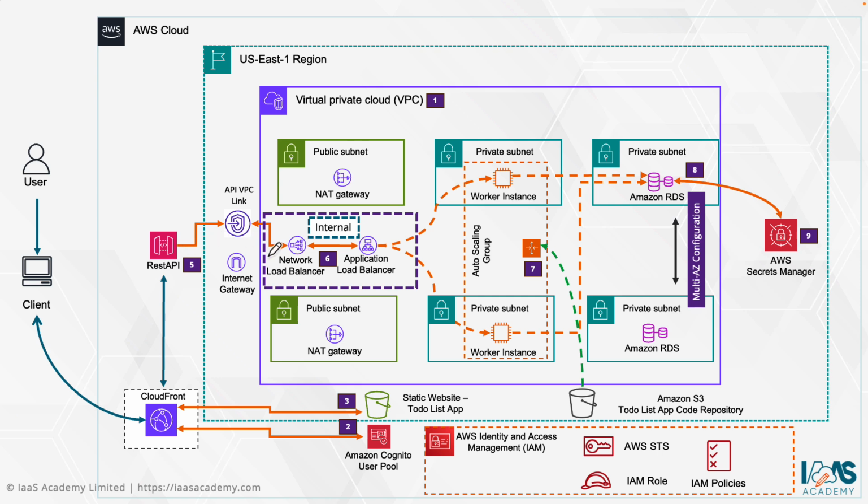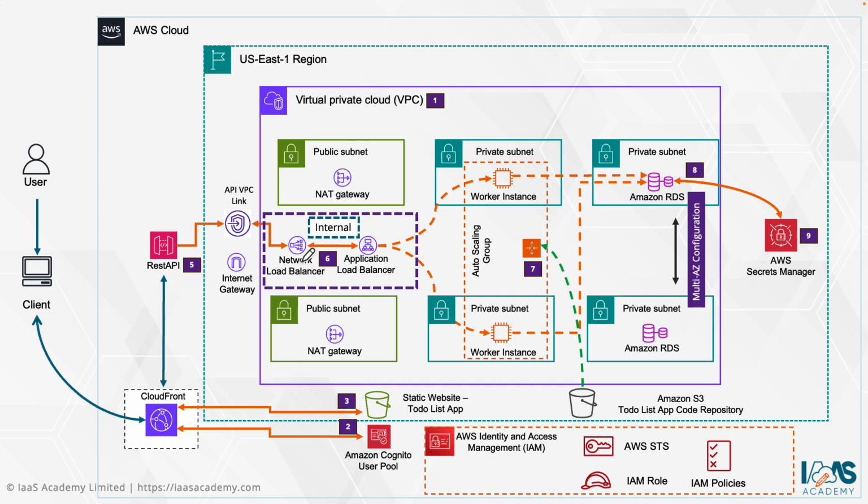The REST API cannot communicate with an internal load balancer. And so using an API VPC link, we were able to direct that traffic through the link into the network load balancer. Furthermore, the API VPC link cannot directly communicate with the application load balancer, and hence the reason for putting a network load balancer in front of it.